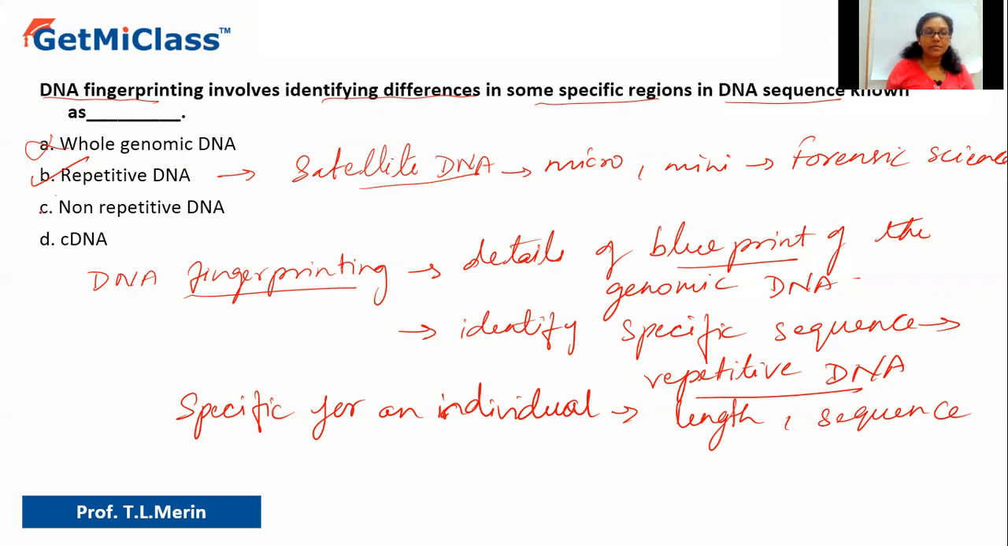Option C says non-repetitive DNA, which is incorrect. Option D says cDNA. cDNA is nothing but the complementary DNA. So here we are not looking for complementary DNA. We are not even going to synthesize any complementary DNA. So the correct answer is what? The correct answer is option B.